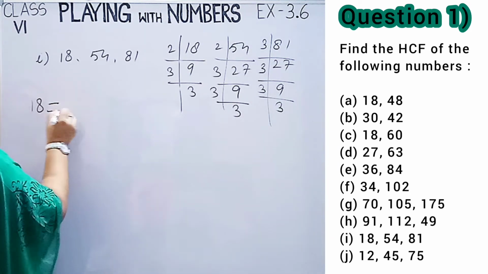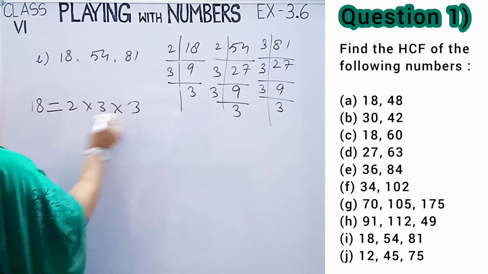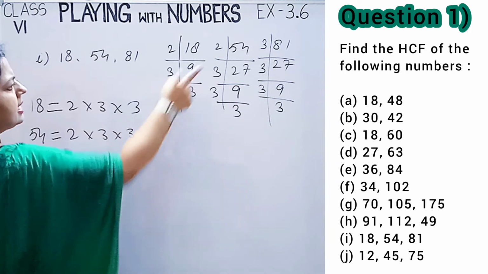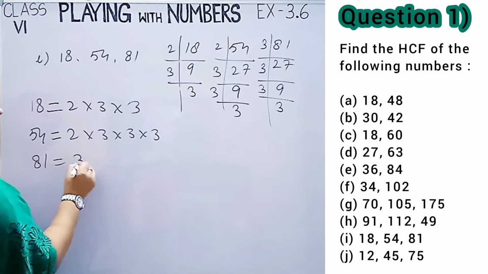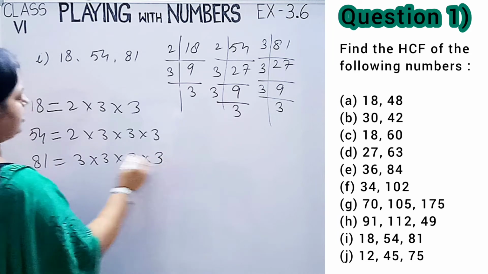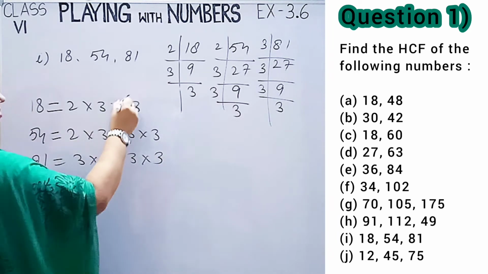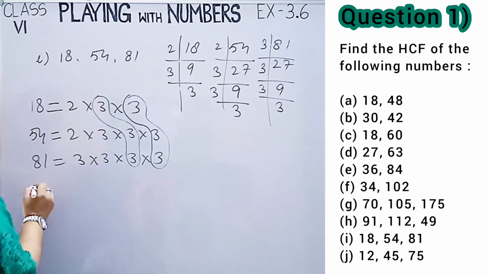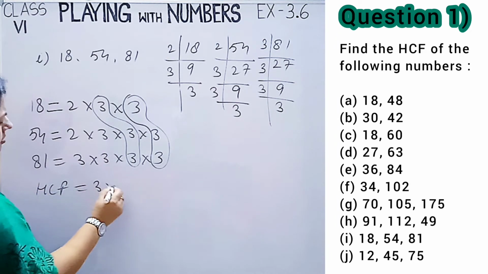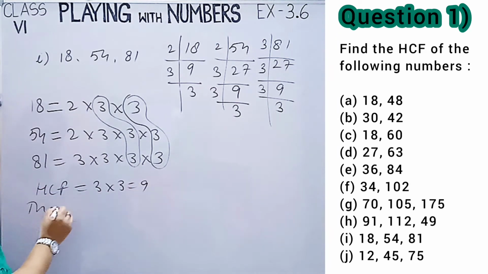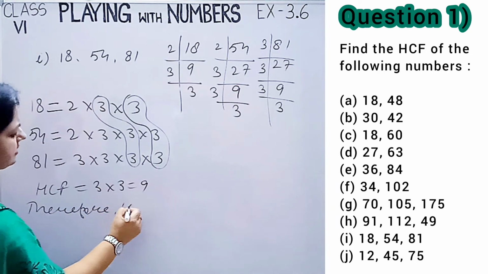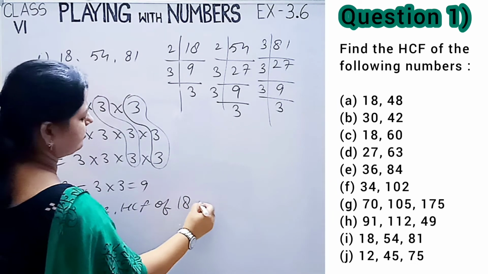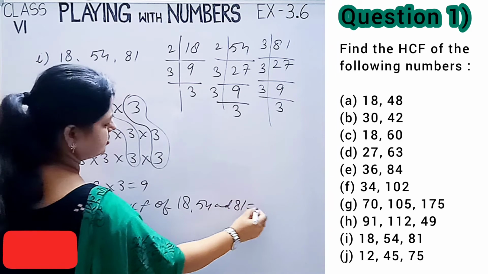Prime factorization of 18 is 2 into 3 into 3. 54 is equal to 2 into 3 into 3 into 3. Last one, 81 is equal to 3 into 3 into 3 into 3. Now check common numbers. So 3 is common. One more 3 is common here. So HCF is 3 into 3, 9. Therefore, HCF of 18, 54 and 81 is equal to 9.